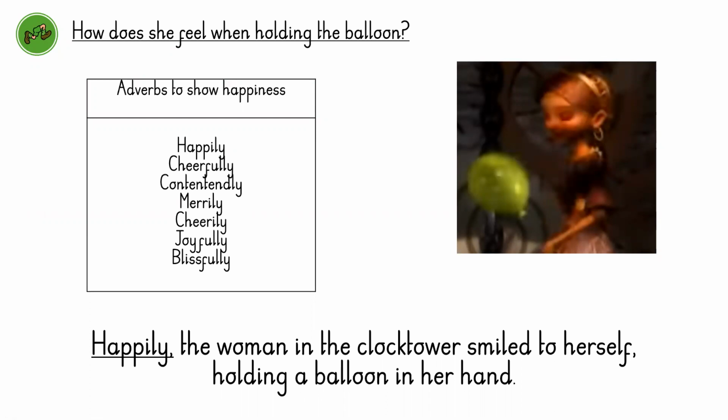So for our first sentence, we need to think of some adverbs which show happiness. Now, the obvious one is happily. But there are lots and lots of other synonyms that we can use to show that she is happy in a way where we're using an adverb of manner. So I've given you some examples there: cheerfully, contentedly, merrily, cheerily, joyfully, blissfully.